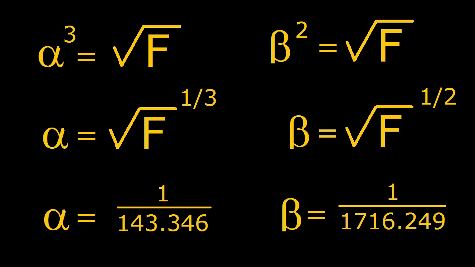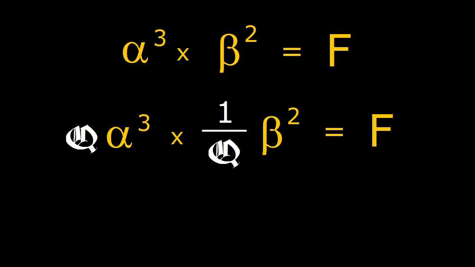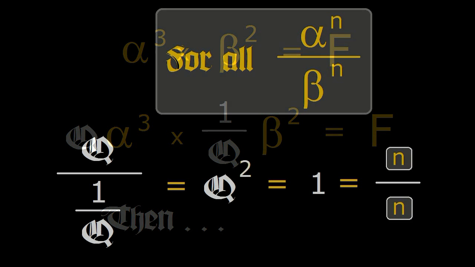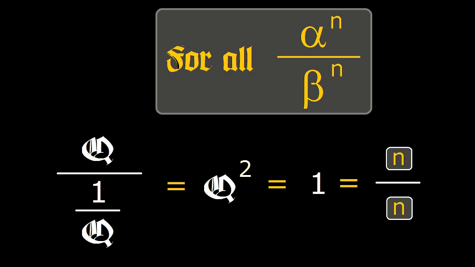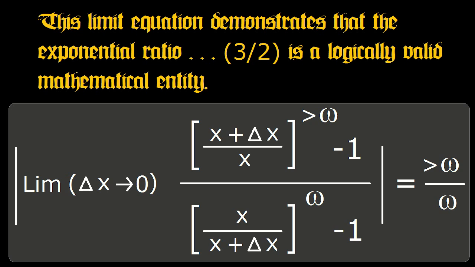But the exponents in this equation are not equal. One of them is 3 and the other is 2. Hence we might expect logic to give alpha more of f than beta. Given that q is the coefficient given to alpha by logic to increase its portion of f, we must then multiply beta by a factor of 1/q to balance the equation. We then have for all alpha and beta with equal exponents, q divided by 1 over q must equal 1. That is, q squared equals 1 for all equations wherein the exponents are equal. For those interested, that the exponential ratio is a mathematically meaningful quantity is given by this limit equation.